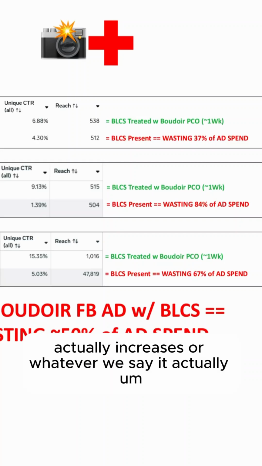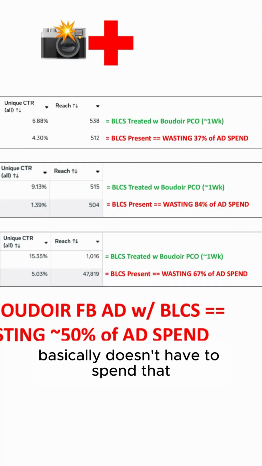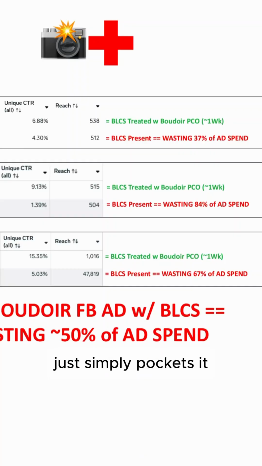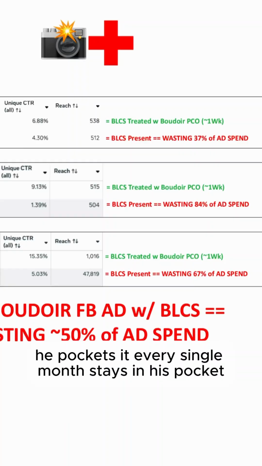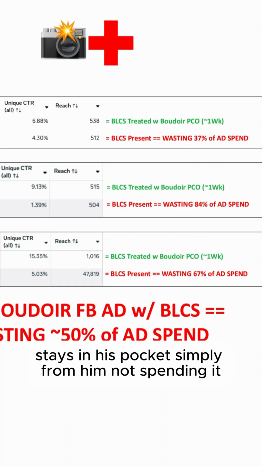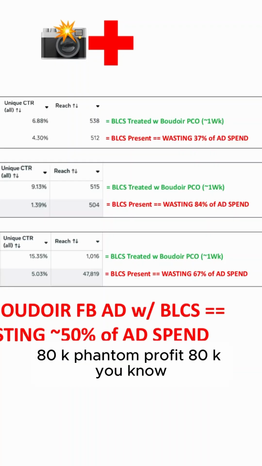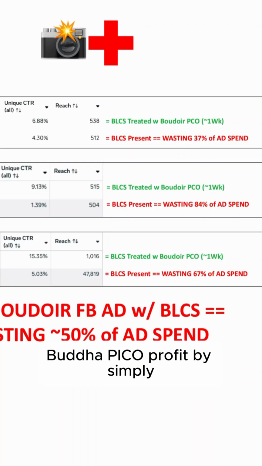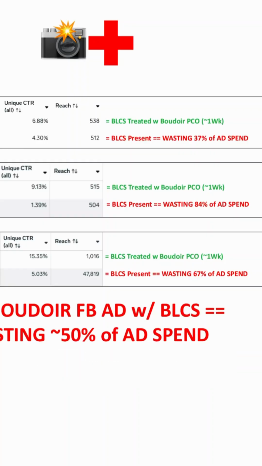He basically doesn't have to spend that, just simply pockets it, kind of a phantom profit or a Boudoir Pico profit. He no longer has to spend it. He pockets it every single month. It stays in his pocket simply from him not spending it. And at the end of the year, it's like what, 80K bonus, 80K phantom profit, 80K Boudoir Pico profit by simply running this one treatment of Boudoir Pico.